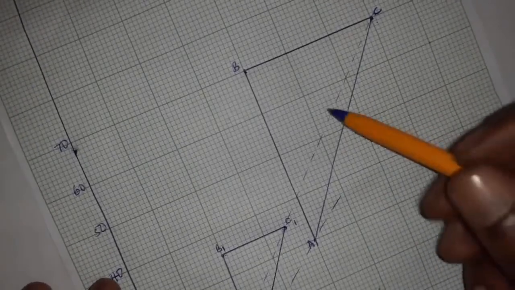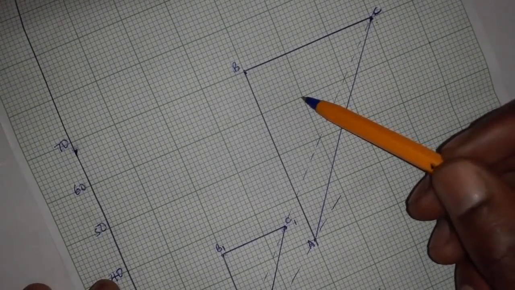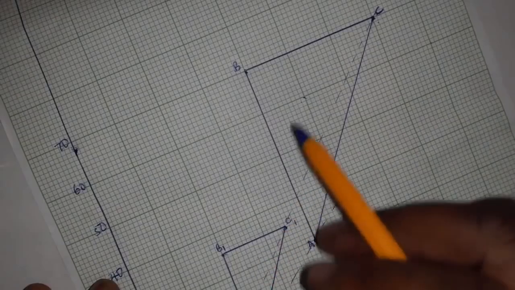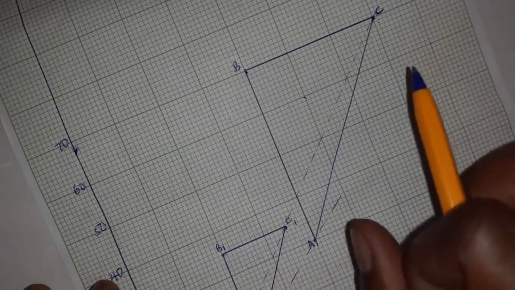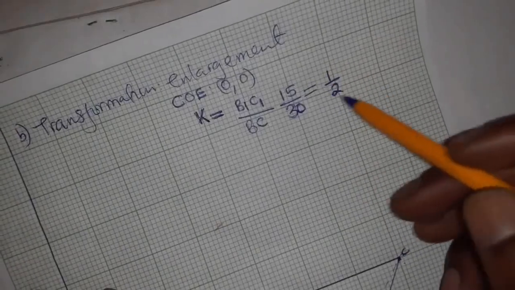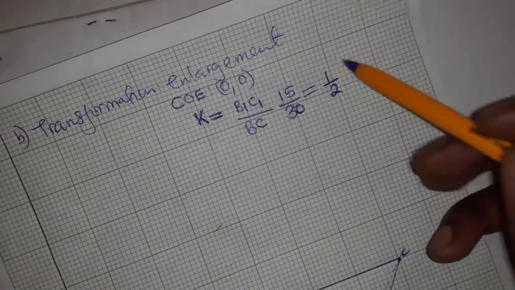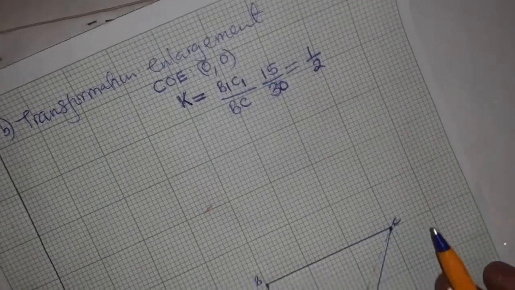As you can see, the object is bigger than the image. So it's like the image has been reduced twice. So this is the scale factor here. I hope we have dealt with that one.